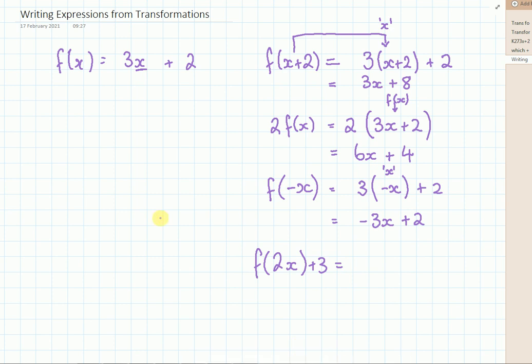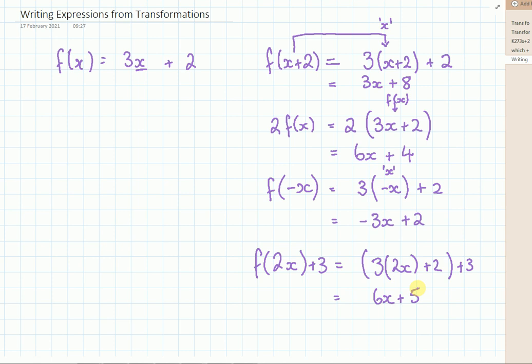Okay, so this last one, we've got 2 layers to do. We've got our expression, the 3, replace the x with 2x plus 2, then the whole function itself we are adding 3 to. So expand the brackets on the inside first of all to give us 6x plus 2, and then add 3 to it to give me 6x plus 5. That's how you can play about and get expressions for functions.